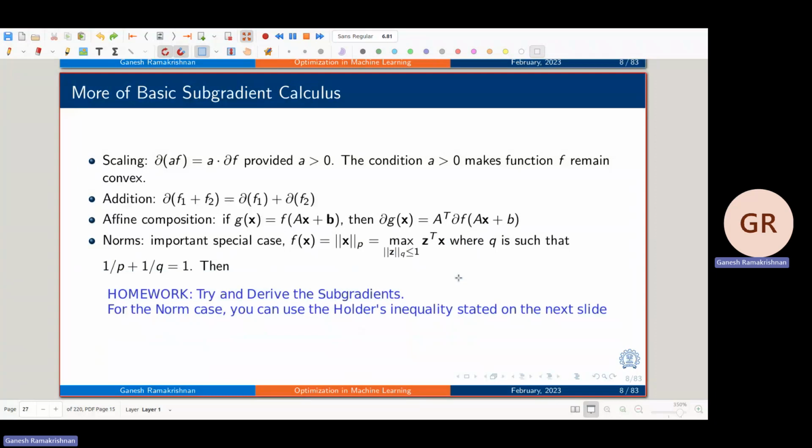Like this, for natural numbers, P is: summation over i of absolute value of x_i raised to P, the whole raised to 1 by P. This is one definition of the P-norm. What's the other definition of the P-norm we have just found?